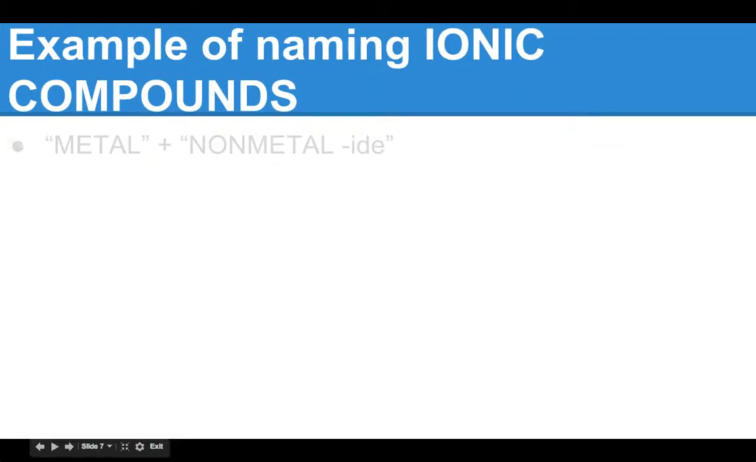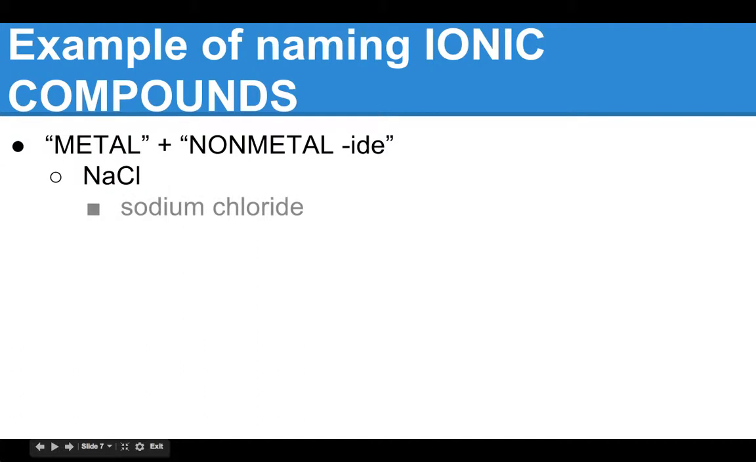All right, so we have the metal plus the nonmetal only as an "ide." So we have sodium and chlorine. You just put the metal name sodium down, and then instead of chlorine, you do chloride. So it'd be sodium chloride, as simple as that. Next one, you have magnesium and fluorine. Now there's two fluorines, but that's okay. So we have magnesium, you would write the word magnesium down, and then instead of fluorine, you would write fluoride.